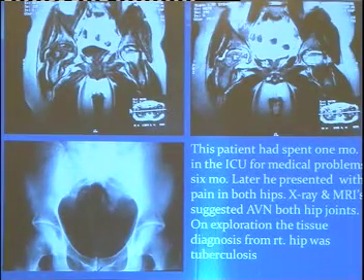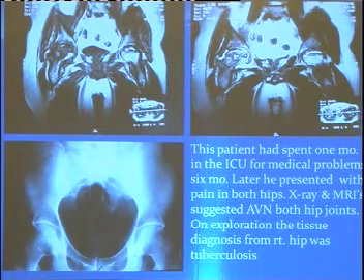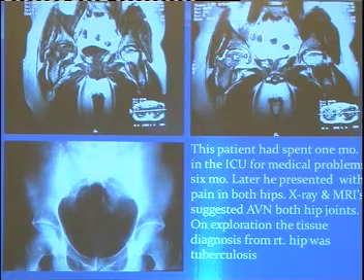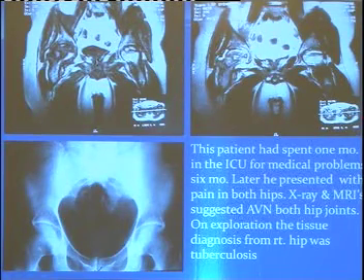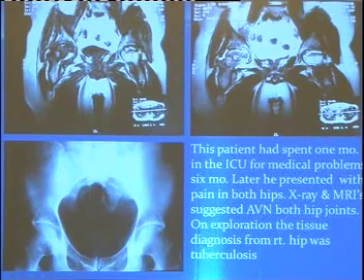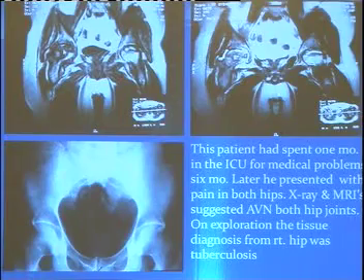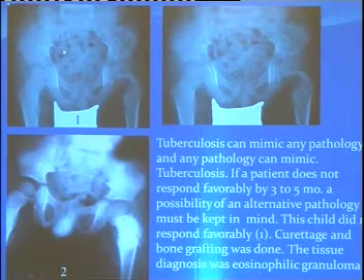Another example to show you again the same thing. A hip joint: tuberculosis can mimic anything, and anything can mimic tuberculosis. Here is a patient who has a typical avascular necrosis appearance, a geographical appearance in the MRI, best shown in MRI stage 1.